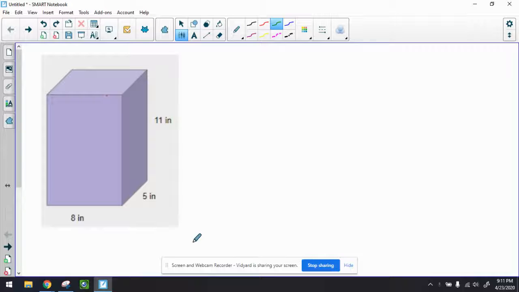Just wanted to do a video to review how to find the surface area of a rectangular prism. Remember, we have a formula to find the surface area of a rectangular prism. This just works for a rectangular prism. It's the only one that we have a formula for surface area. Otherwise, we just would find the area of each face in the prism or pyramid and add them up.